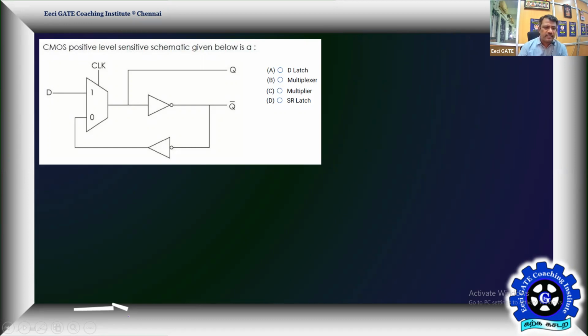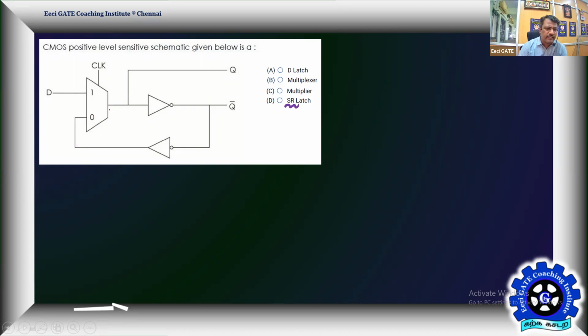Level sensitive means usually it's a latch. Edge sensitive means it's a flip-flop. A simple distinction between a latch and flip-flop. He said a level sensitive mechanism, so it is going to be a latch. We'll see whether it functions as a mux, D latch or SR latch. If it is an SR latch, we need two inputs, S and R. Only D is mentioned, so probably a D latch.